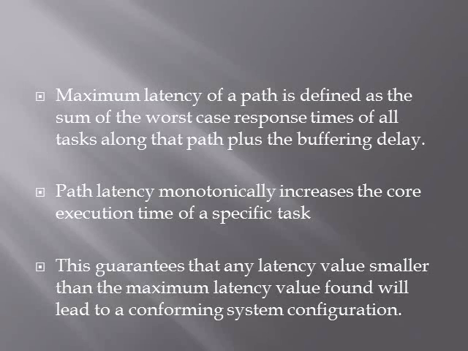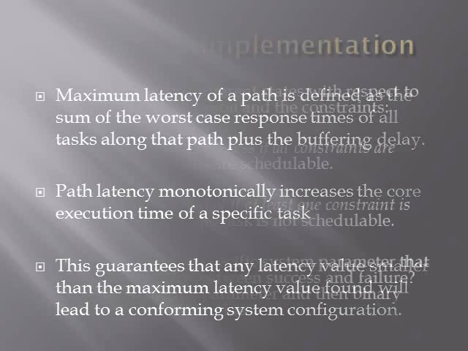Maximum latency of a path is defined as the sum of the worst case response times of all the tasks along the path plus the buffering delay. Since path latency monotonically increases with the core execution time of a specific task, any latency value smaller than the maximum latency value will guarantee that the system conforms to the configuration.